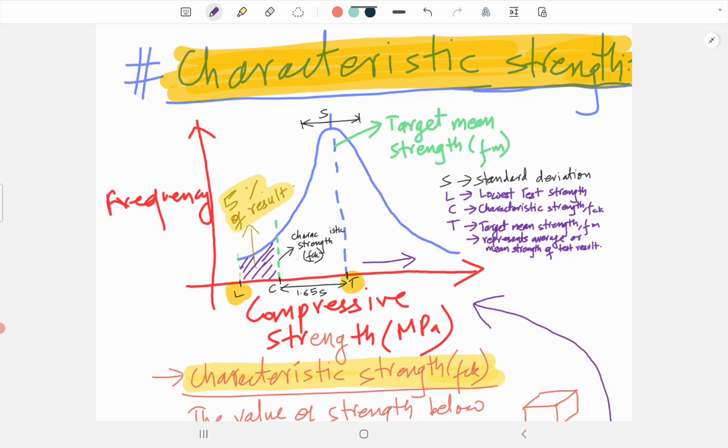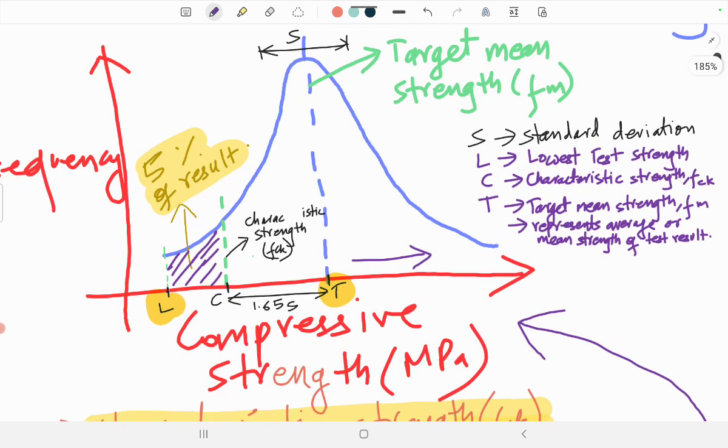From this graph, for the particular strengths we write the letters L, C and T. Here L means the lowest test strength, the lowest value of the compressive strength, and T means the target mean strength. Most of the test results fall in this target mean strength region, around here.